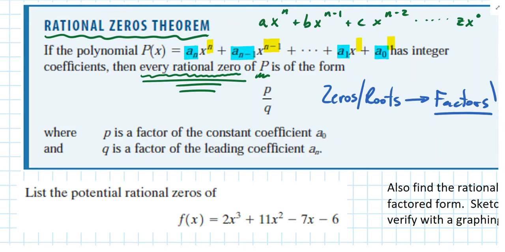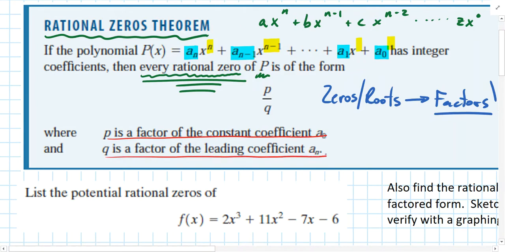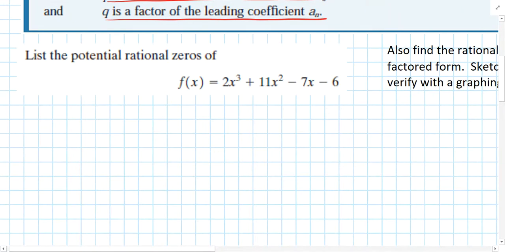Now, in order to create a list of potential factors, we're going to take the factors of the value at the very end of the polynomial, and the factors of the leading coefficient. Sometimes we call this one, by the way, the trailing coefficient. So it's the coefficient at the very end of the polynomial. And we take those factors and divide them by the factors of the leading coefficient. That's going to produce a list of potential rational zeros.